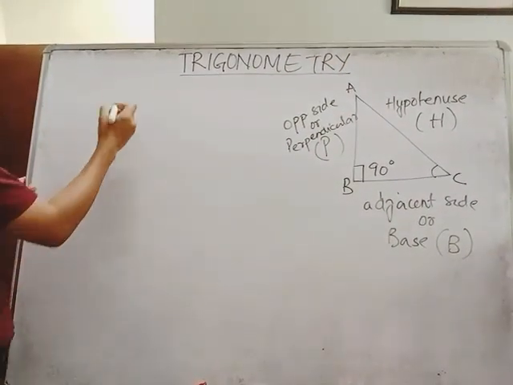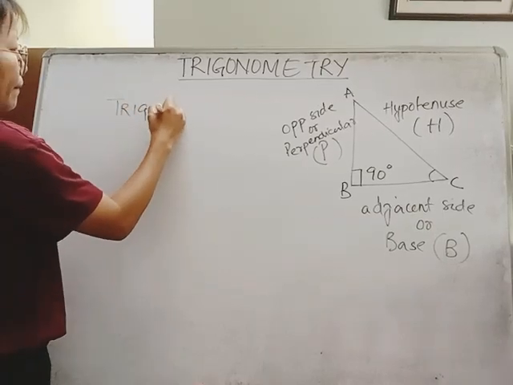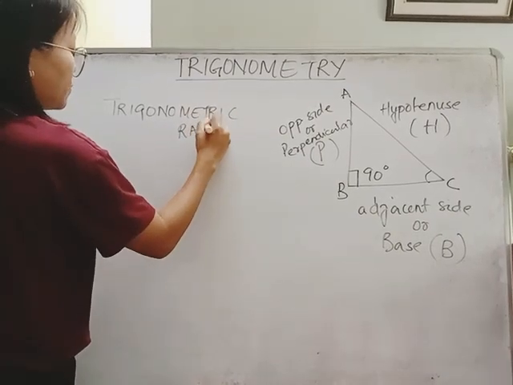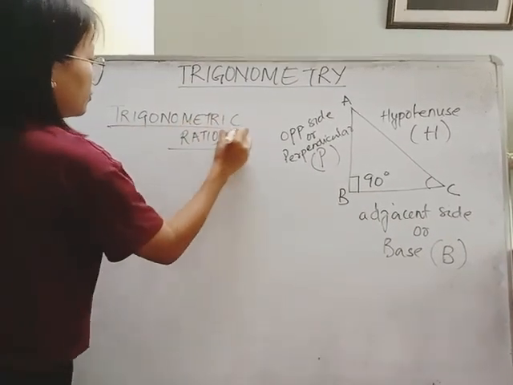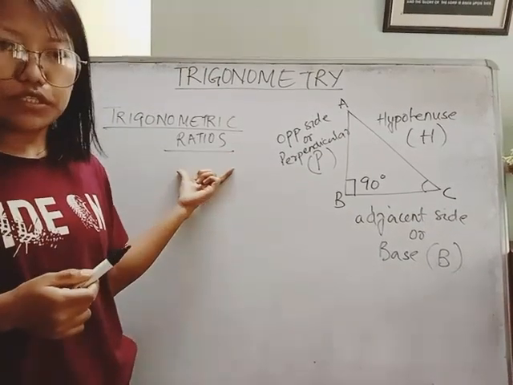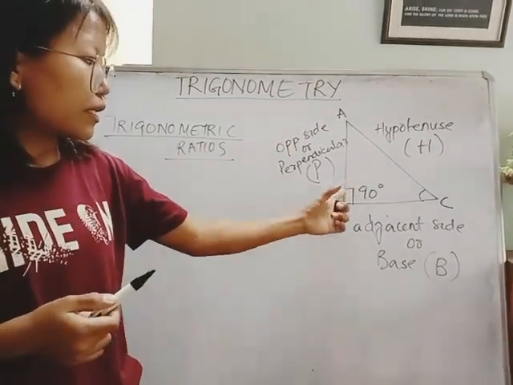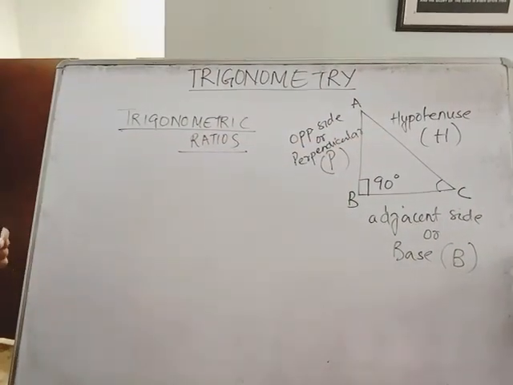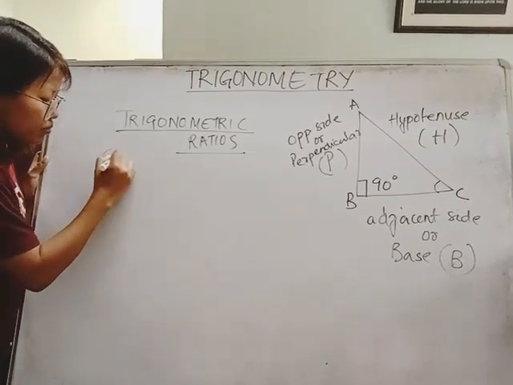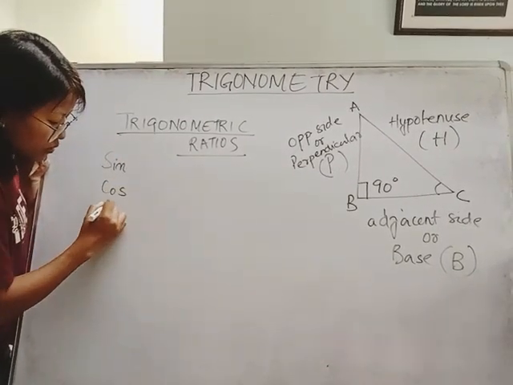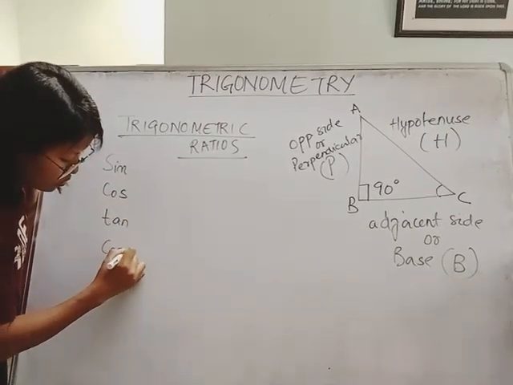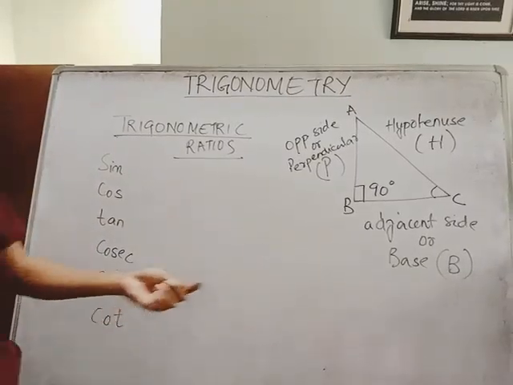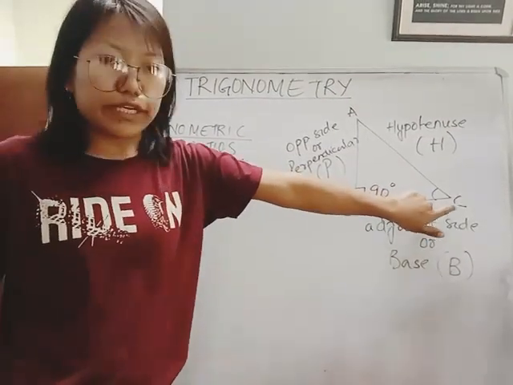Next comes the term trigonometric ratios. What are trigonometric ratios? They express the relationships between angles and sides in a right triangle. There are 6 trigonometric ratios. I will write them down in abbreviated form: sine, cos, tan, cosec, sec, and cot. Now, let's consider the acute angle C.